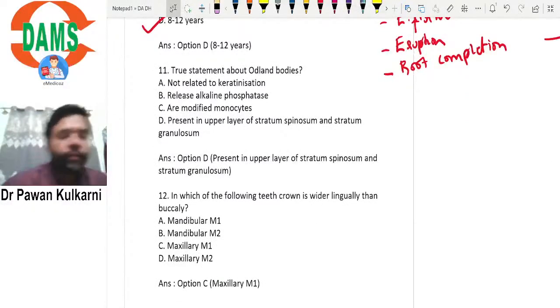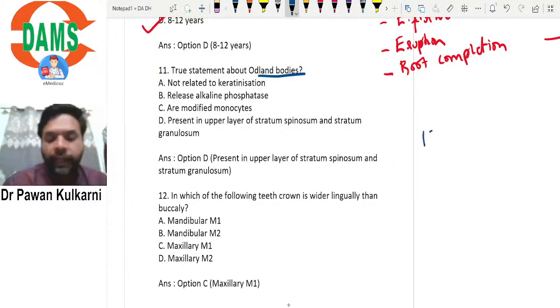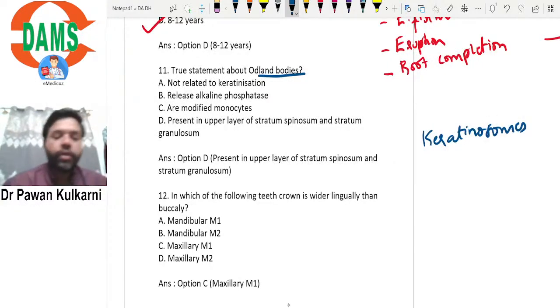Next question: true statement about Odland bodies. First of all, what are these Odland bodies? They are also known as keratinosomes, and they are very important structures. Where are they present? They are present in keratinized epithelium and also in non-keratinized epithelium. In which layer of the epithelium are they seen?